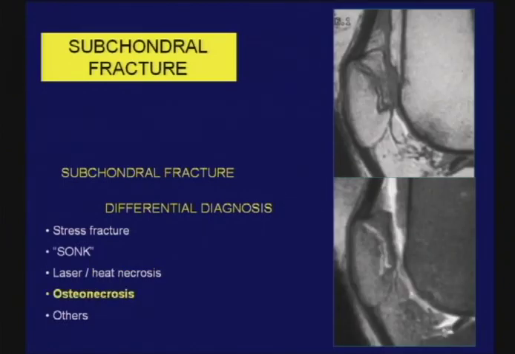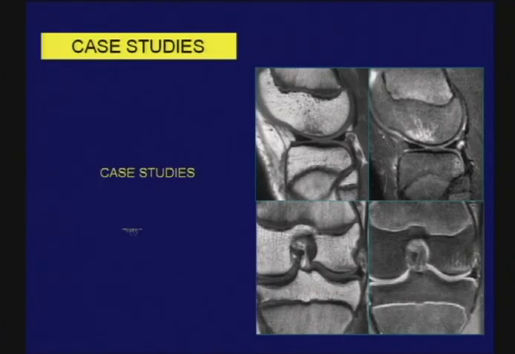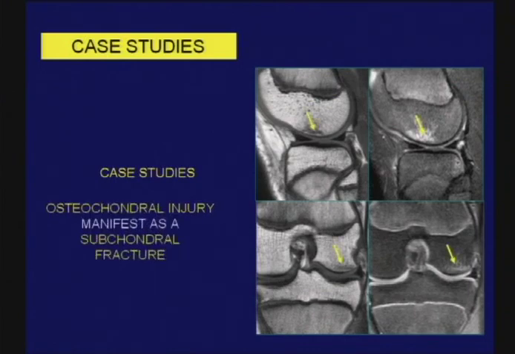And some forms of osteonecrosis may simulate a subchondral fracture. This is steroid-induced osteonecrosis of the patella. But if you did not have a history, you could easily say this is a subchondral fracture or an osteochondral fracture. So let's look at a few case studies.